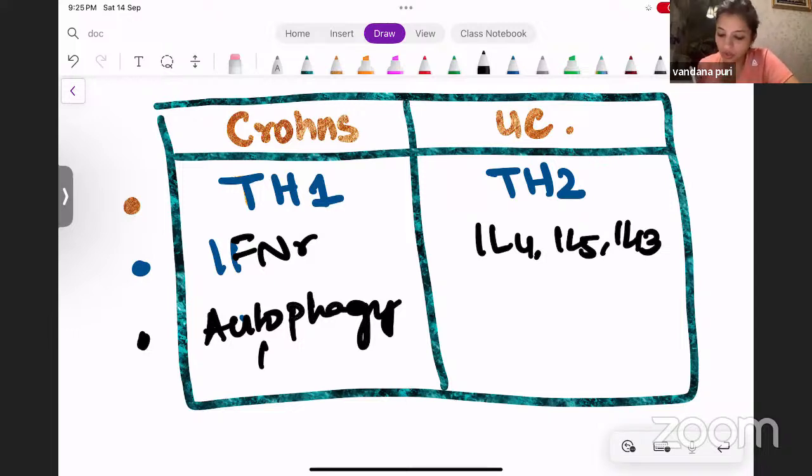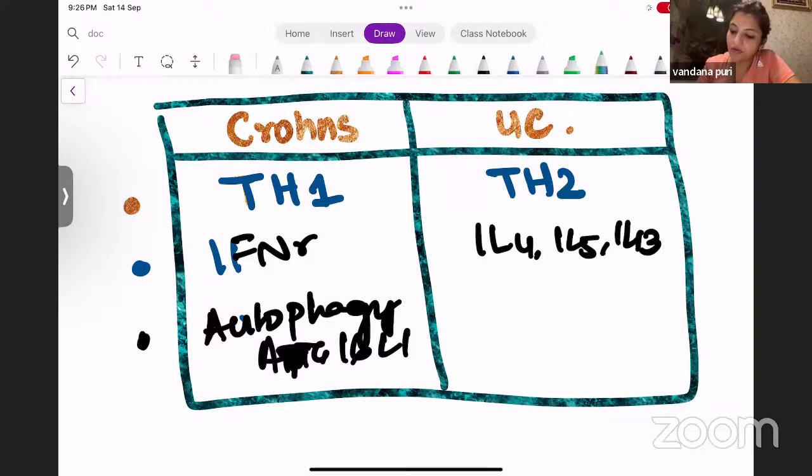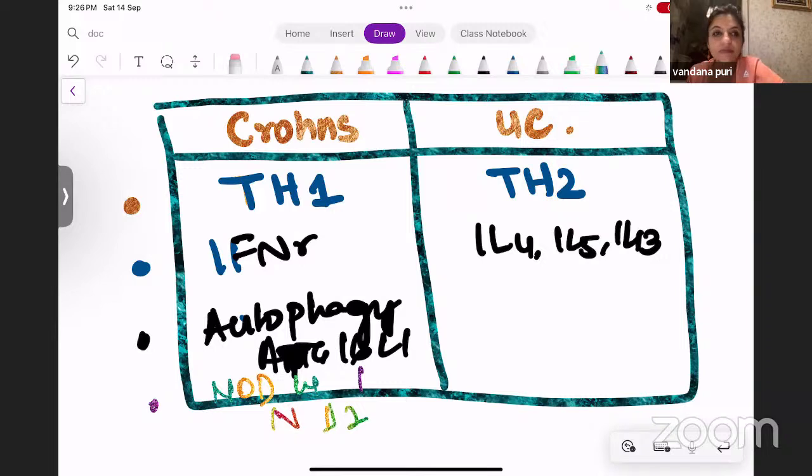Autophagy genes like ATG16L1 are defective here. Apart from that, you have seen NOD-like receptors. NOD-like receptors are also defective in Crohn's disease, so there is a mutation in NOD2. NOD2 is also defective here. So that is the main difference in the immune mechanisms of Crohn's and ulcerative colitis. First you have to understand this difference.